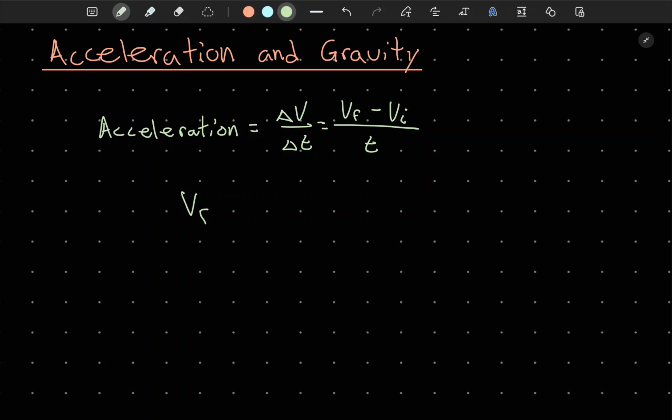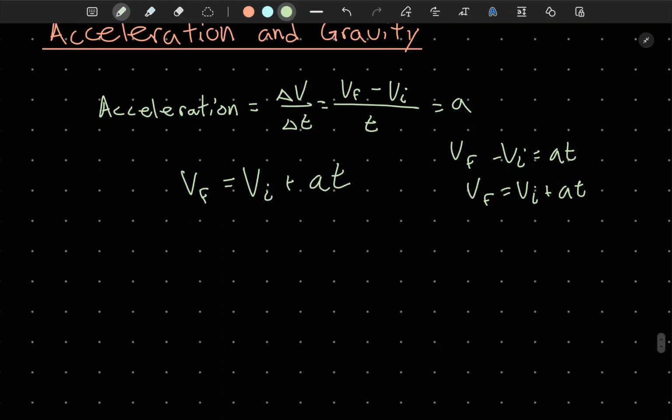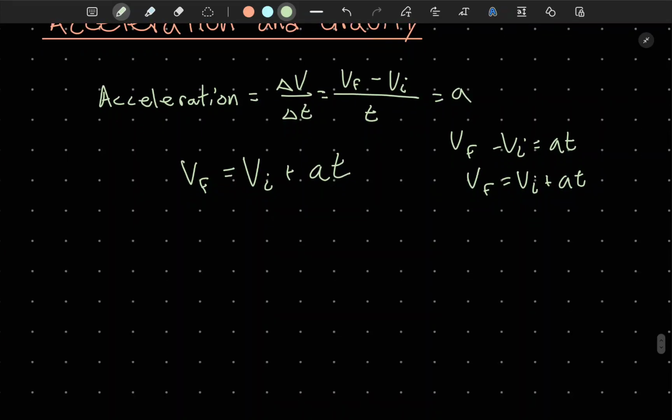v final is equal to v initial plus at. And this is pretty obvious if you're thinking about it with what our definition is. If we work with our definition, multiply both sides by t. This gives us v final minus v initial is equal to at. So v final must be equal to the initial velocity plus an acceleration over a certain amount of time. And that makes sense. So let's do a quick problem using this concept.